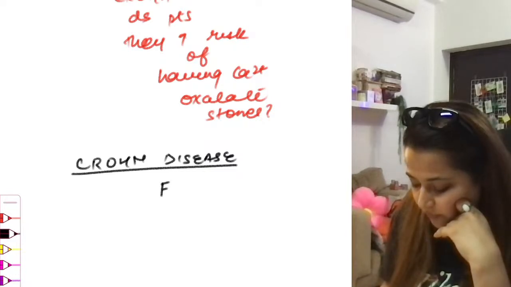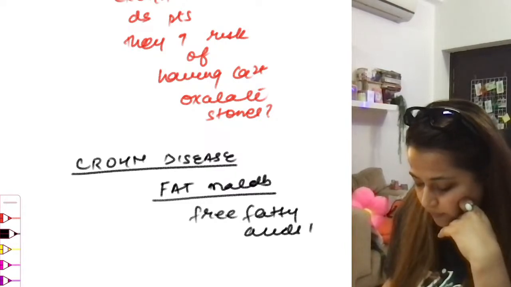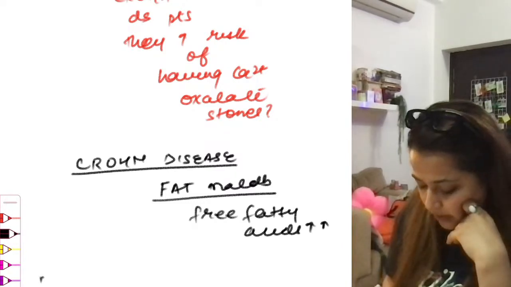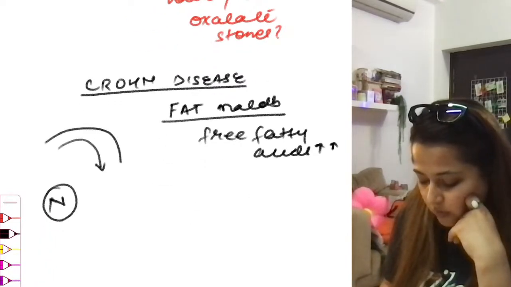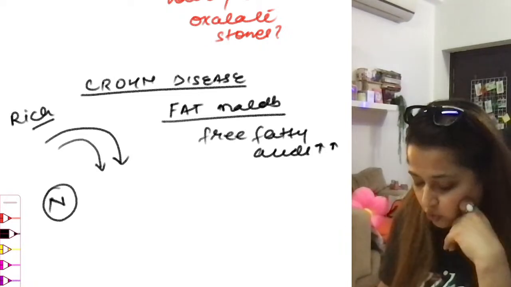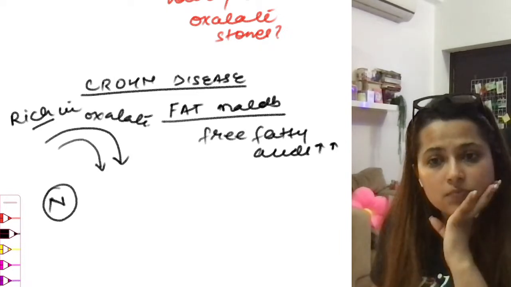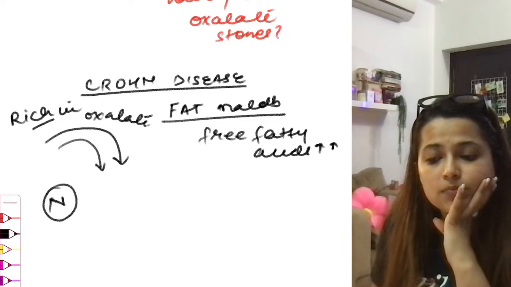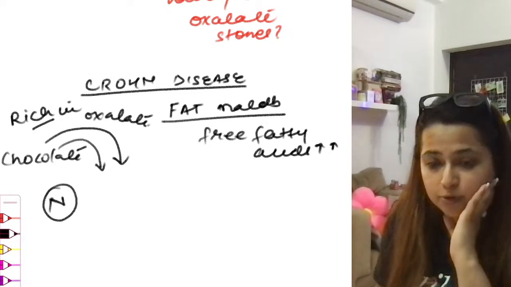There is going to be fat malabsorption. So free fatty acids, they are there. Free fatty acids. Okay. Normally, what has been seen that whatever food products you consume that are rich in oxalate. Can you tell me an example of oxalate rich food product? Any food product rich in oxalate? Yes. For example, chocolate.